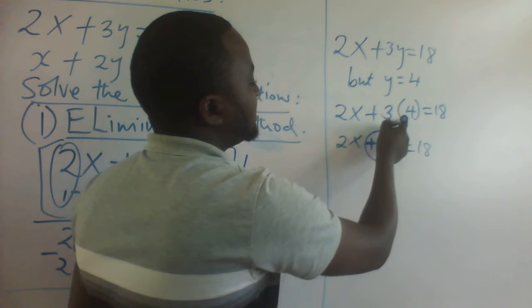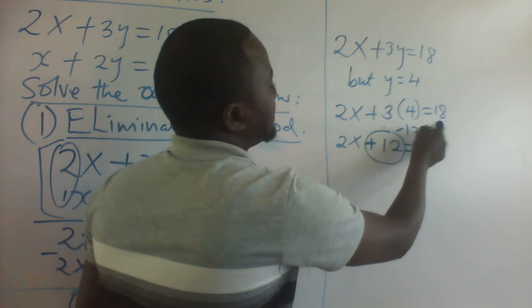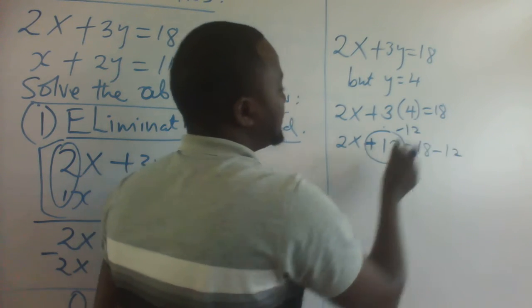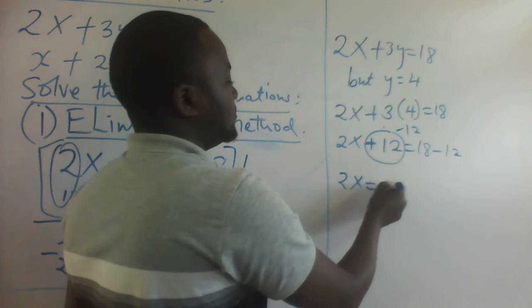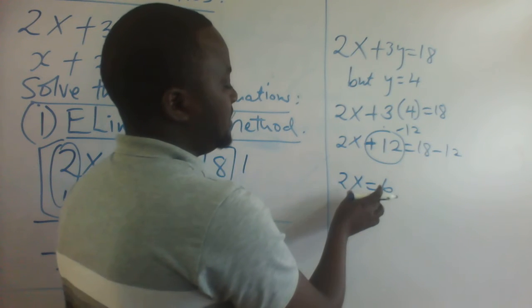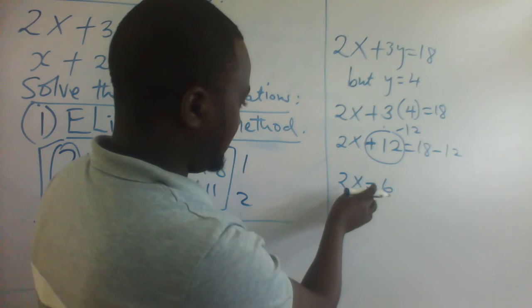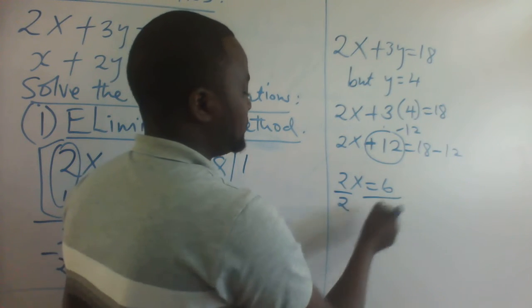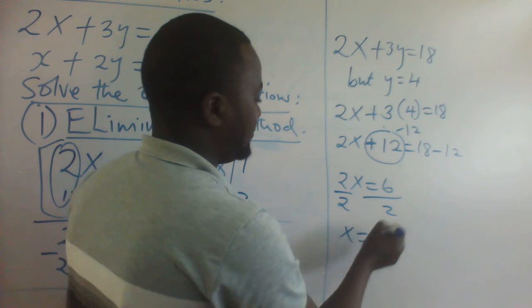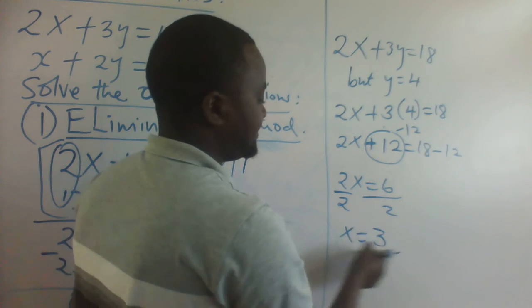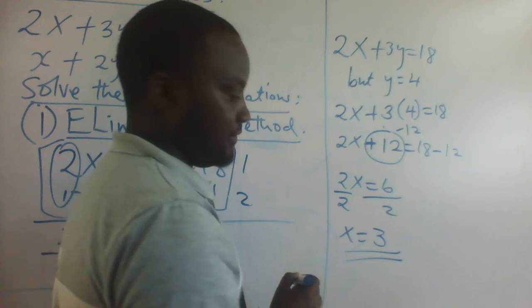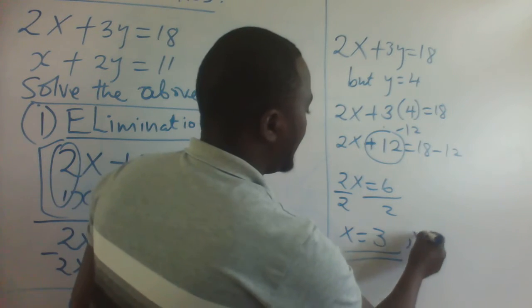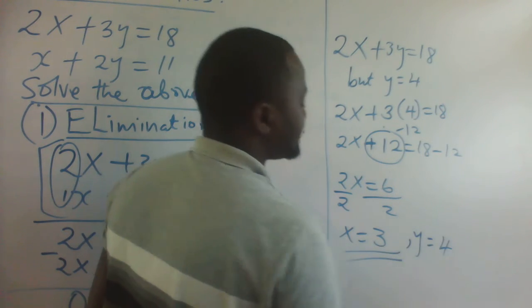Like terms, take this 12 to the other side by subtracting 12. 2x equals 6. In order for us to be left with only x, divide by 2. x will give you 3. Then our y was 4.